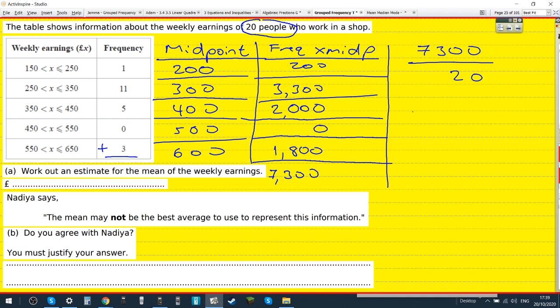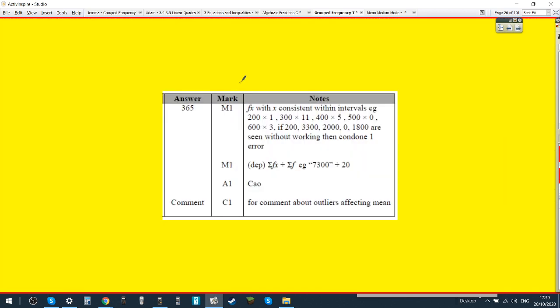And the answer is 365. And does that look like an okay estimate of the average earnings? Yeah, I think that's okay. If you got 36.5, it's too small, or 3,650, too big, something like that. That's good. So 365.